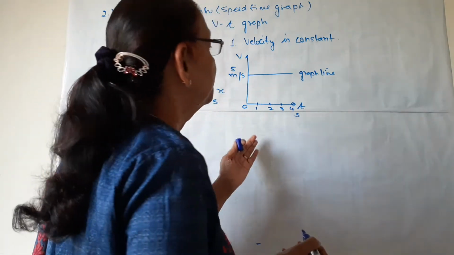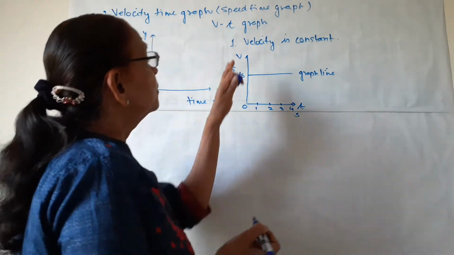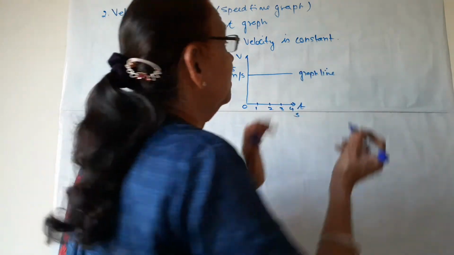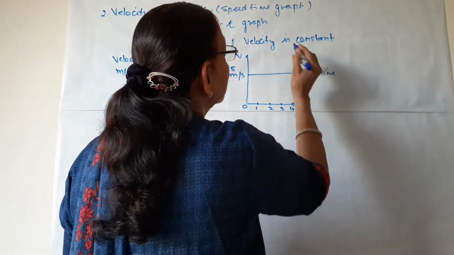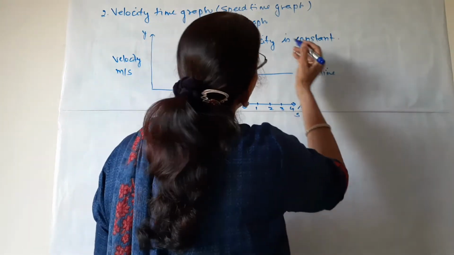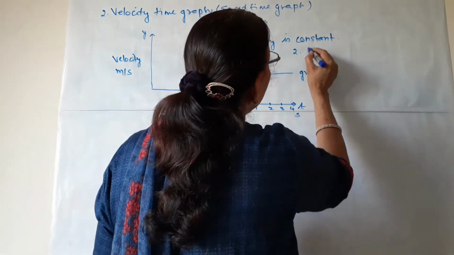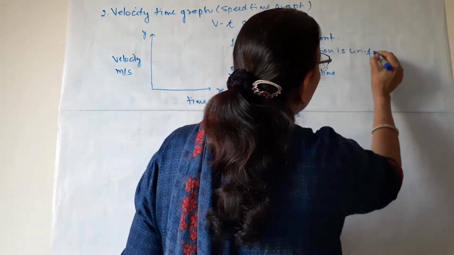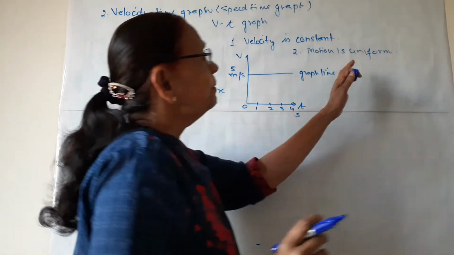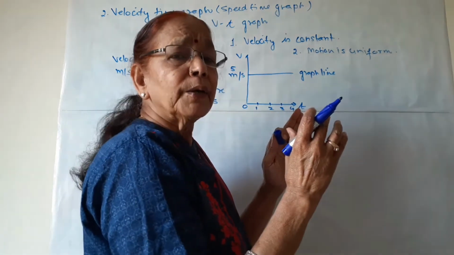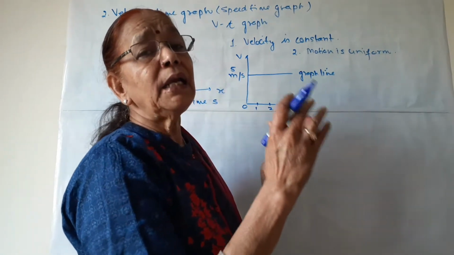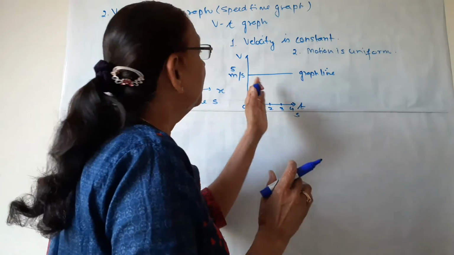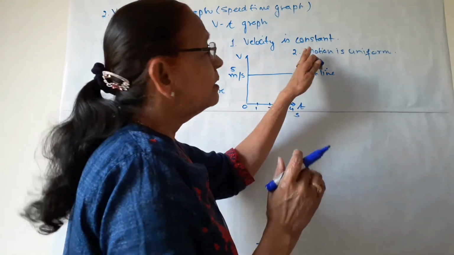Now how is it achieved? How do we get this type of graph? So what are the points? When the velocity is constant or speed is constant. So the points are, first the velocity is constant, or we can say speed is constant. Second, we will say motion is uniform. What does it mean that motion is uniform? It means that equal distance is travelled in equal intervals of time. Then the motion is uniform.